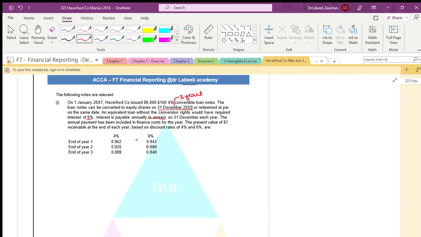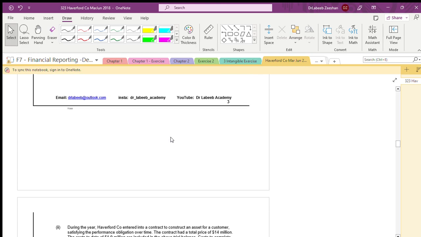The interest will be payable annually in arrears. The annual payment has been included in the finance cost for the year. The present values they have given you are at 4% and at 6%. We need 6%, because it has been mentioned as 6%. So we have to take 6%. Fine, no problem. We'll do that first.